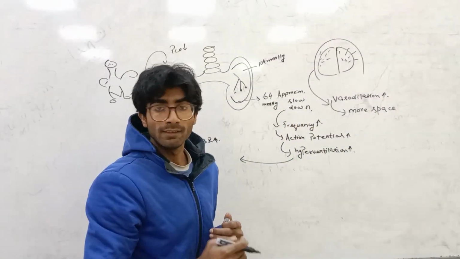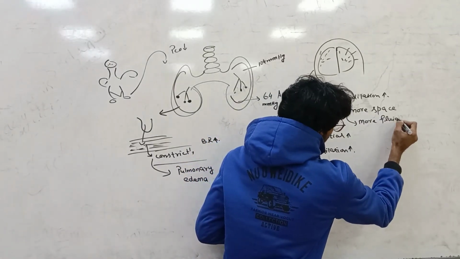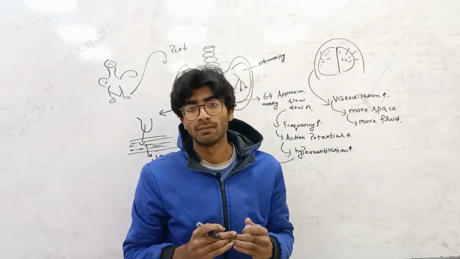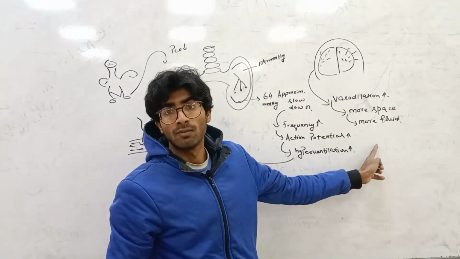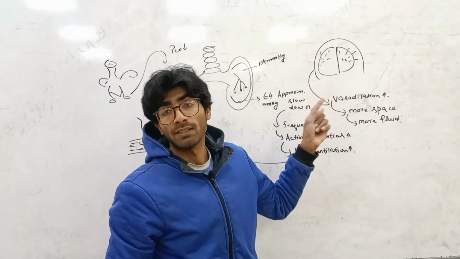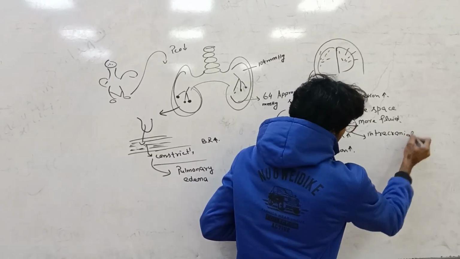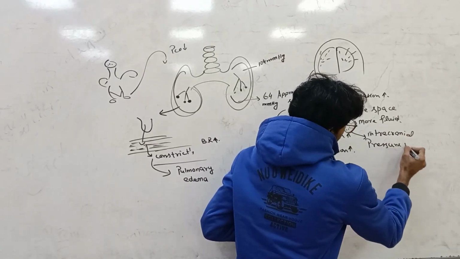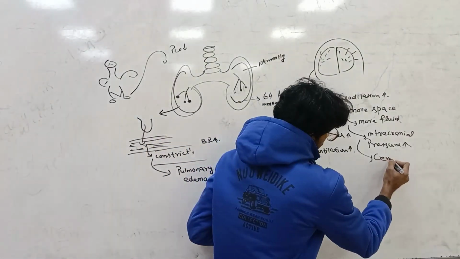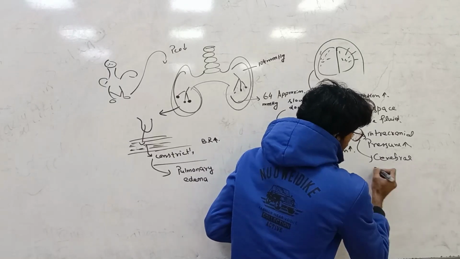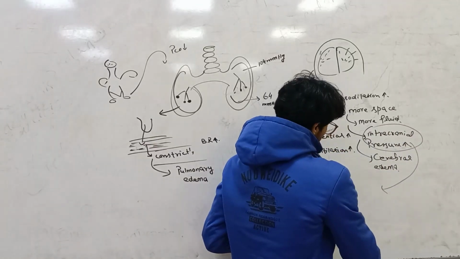in the vessels, more space means more fluid. When there is more fluid in the vessel, guys, it means intracranial pressure of the brain increases. Now, cerebral edema happens. Due to increased intracranial pressure, herniation in the brain occurs.